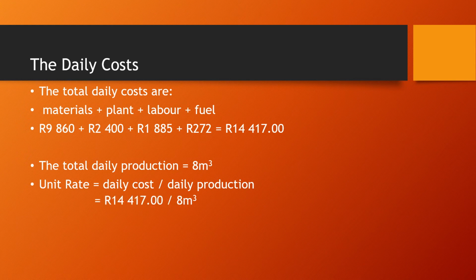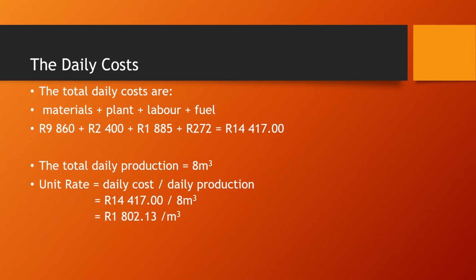So total daily cost, 14,417, divide that by 8 cubes per day, and that gives you a rate of 1,802 rand 13 cents per cube. It really is that easy, guys, to calculate your tender rates. You just have to know how to break it down.